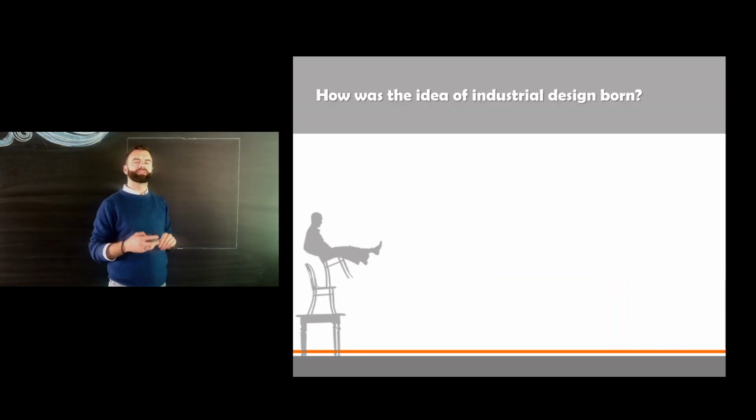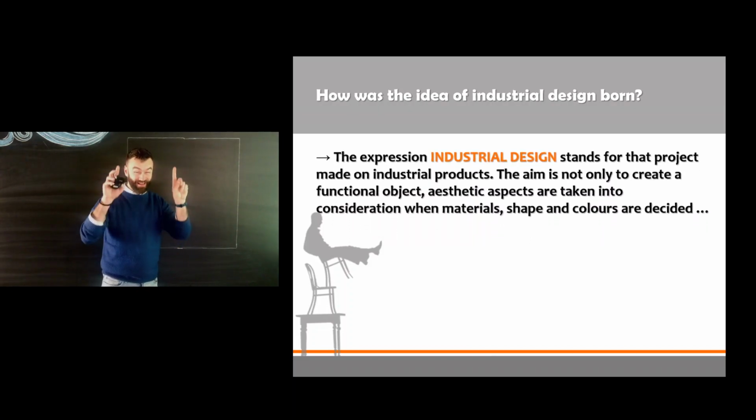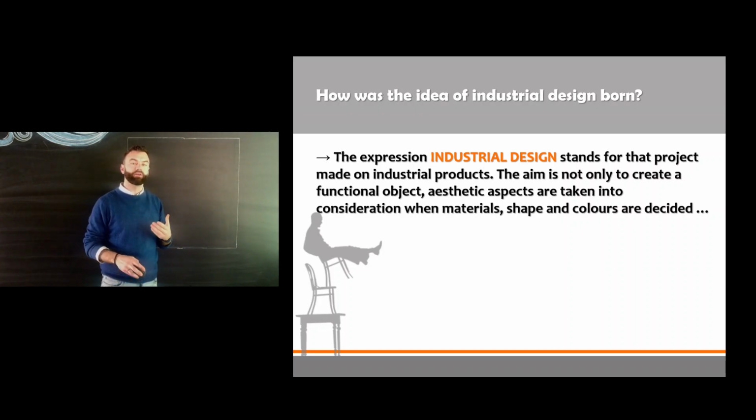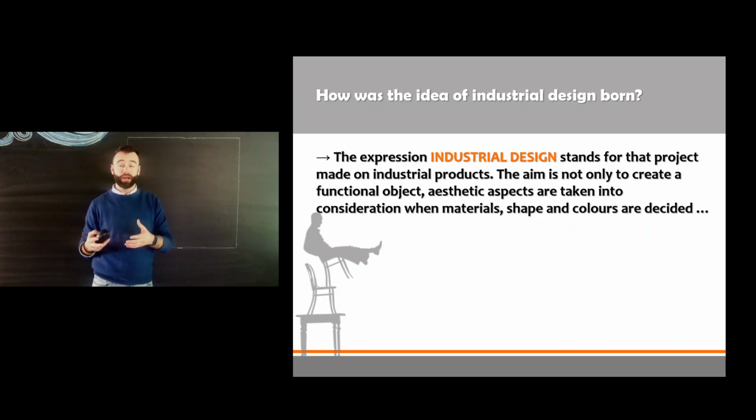Now, how was the idea of industrial design born? In other words, where did it originate from? The expression industrial design stands for the project made on industrial products. The aim, or the objective, is not only to create a functional object, but also to consider the aesthetic aspects for the materials, for the shape and the colours when they are decided.